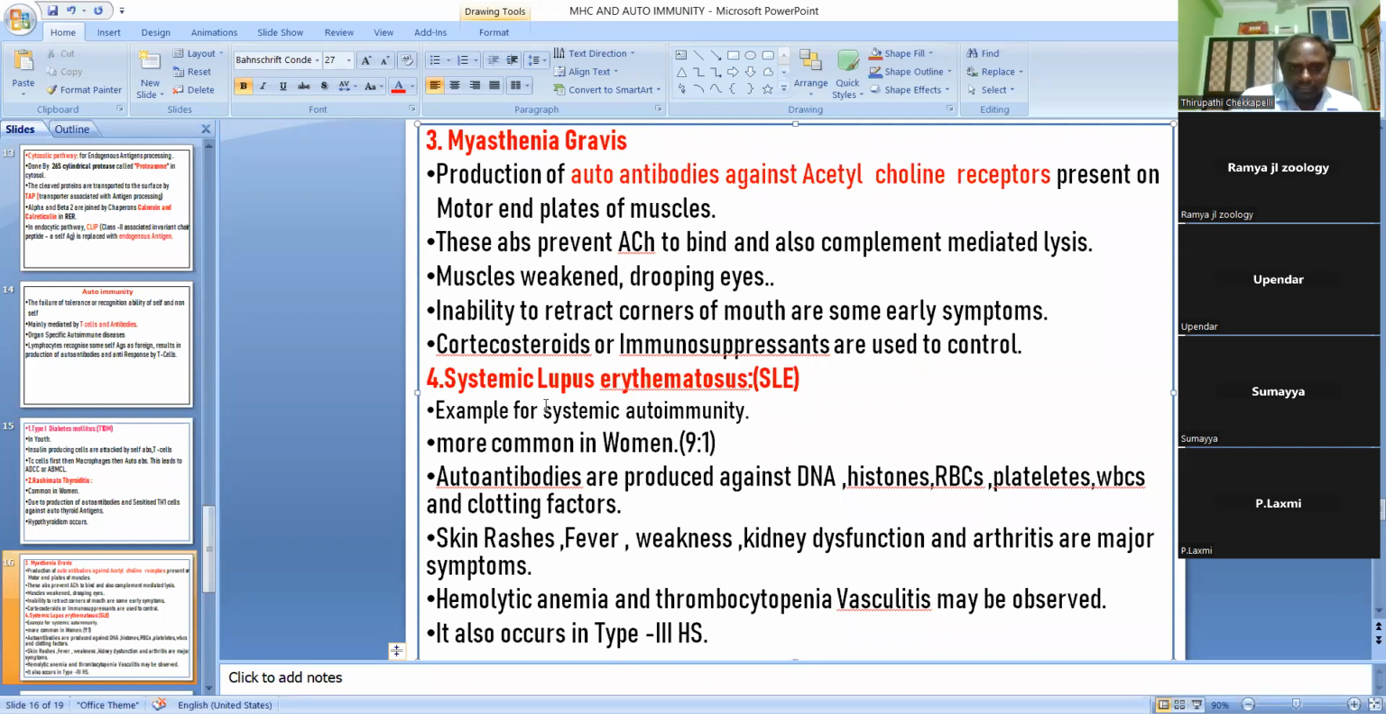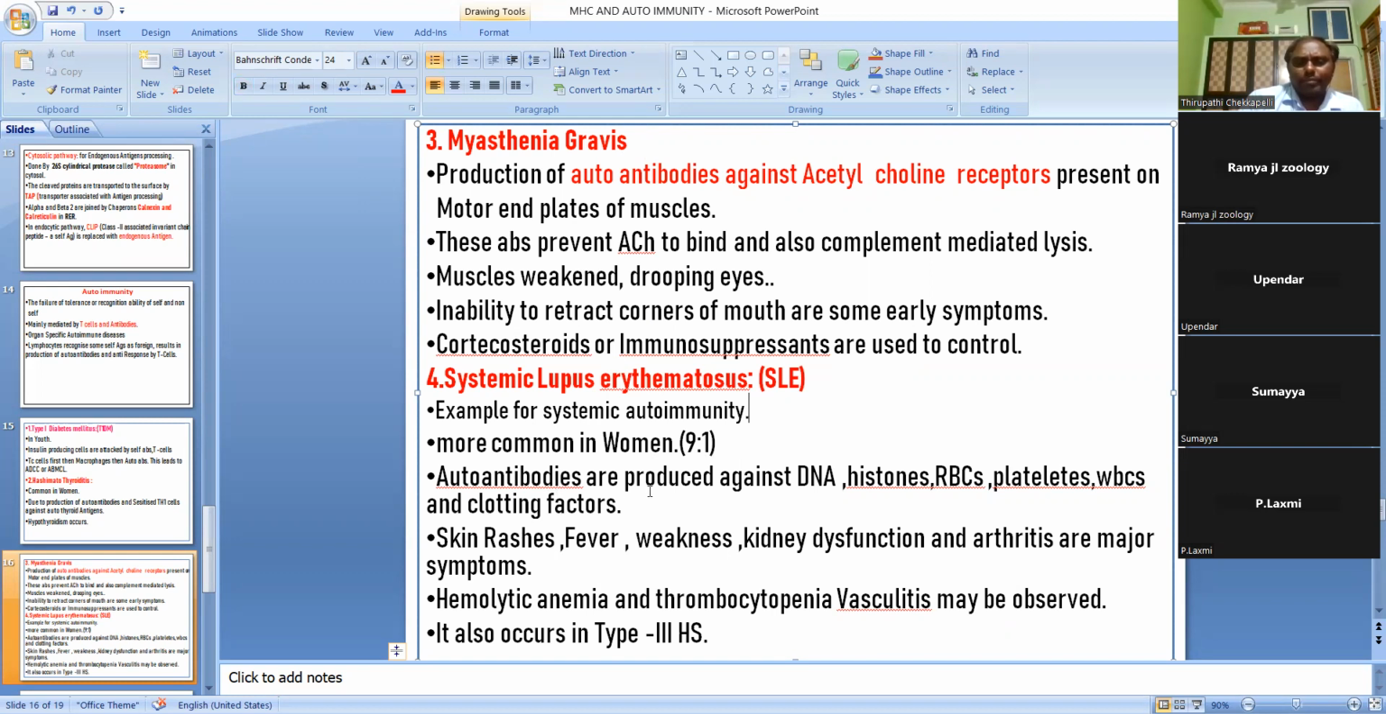Okay, then systemic lupus erythematosus. It is simply called SLE. This was also asked 2-3 times. It is an example of systemic autoimmunity, more common in women. Out of 10 people, 9 are ladies who have the chance of getting it.